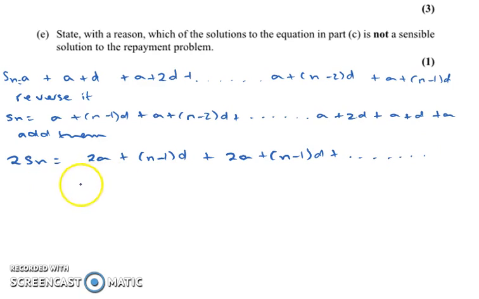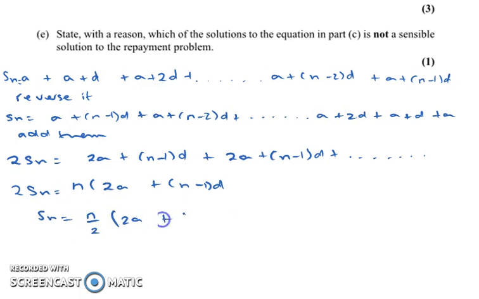We will get this n times. So we can write that n lots of 2a add n minus 1 d. This equals 2Sn. So Sn is just n over 2, 2a add n minus 1 d. Doesn't come up very often, but it is worth learning it. 4 marks, 4 easy marks. Okay.